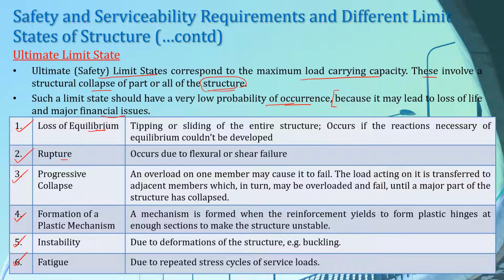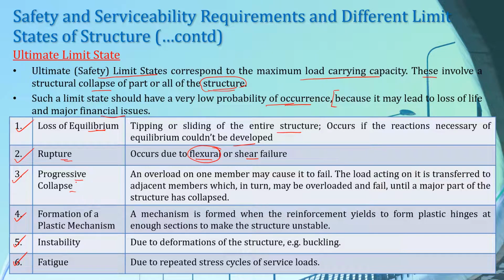So loss of equilibrium means the tipping or sliding of the entire structure, and this occurs if the reactions necessary for equilibrium cannot be developed. Rupture in our structural members or reinforced concrete member can occur either due to flexural or shear failure. Flexural failure means the failure in bending.